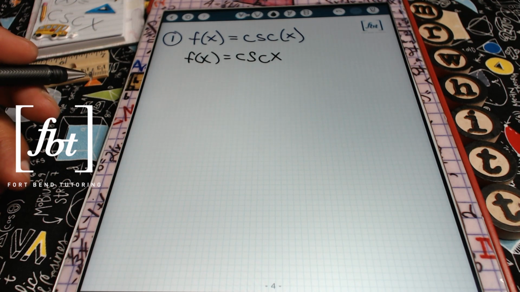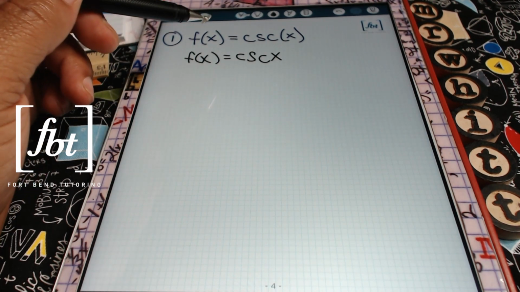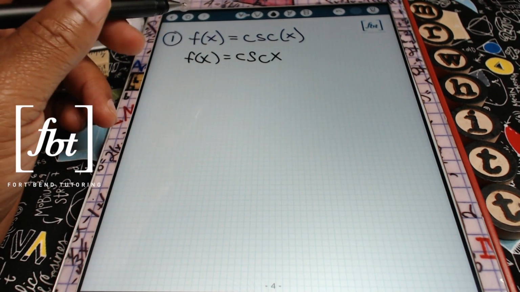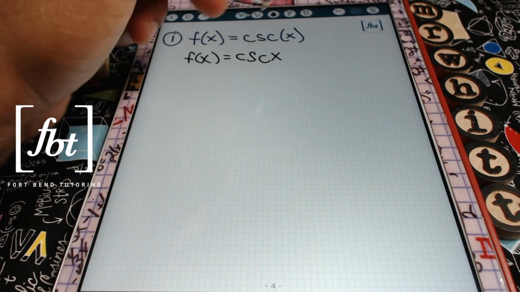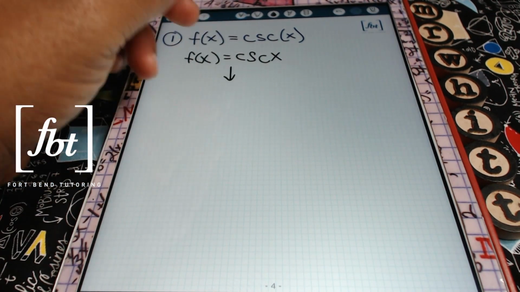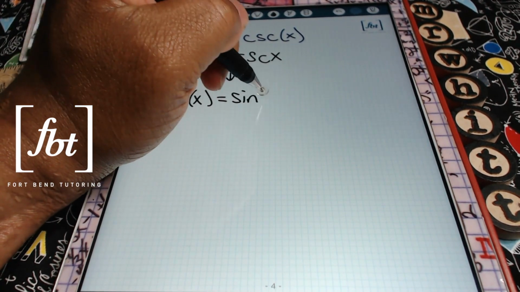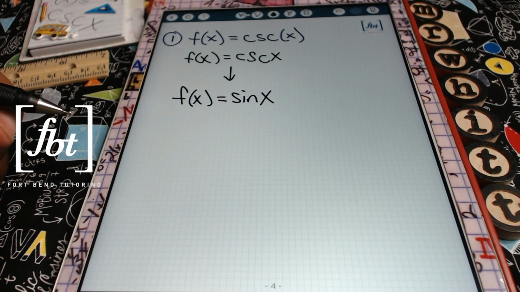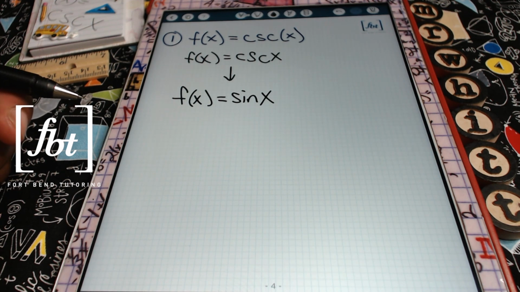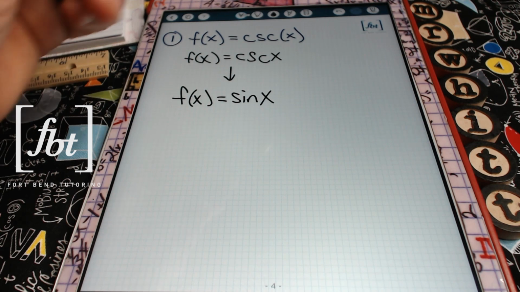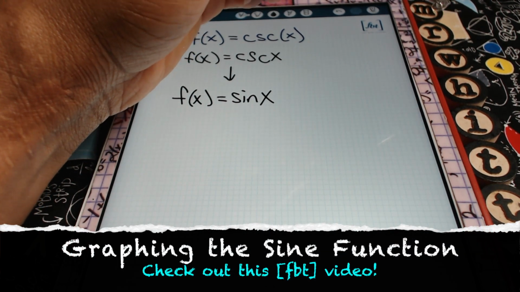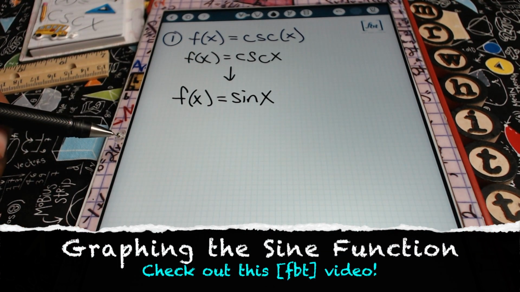But what I want to remind you is that since this function is the reciprocal of the sine function, the first thing I'm going to want you to do is rewrite the original function and replace cosecant with sine. That's right. We're going to graph sine to help us graph cosecant. So the strategy that I use when graphing cosecant is simply to graph sine. So because of that, you may want to check out our video on graphing sine, and I'll put a link right up here. Okay? So check that video out and then come back.